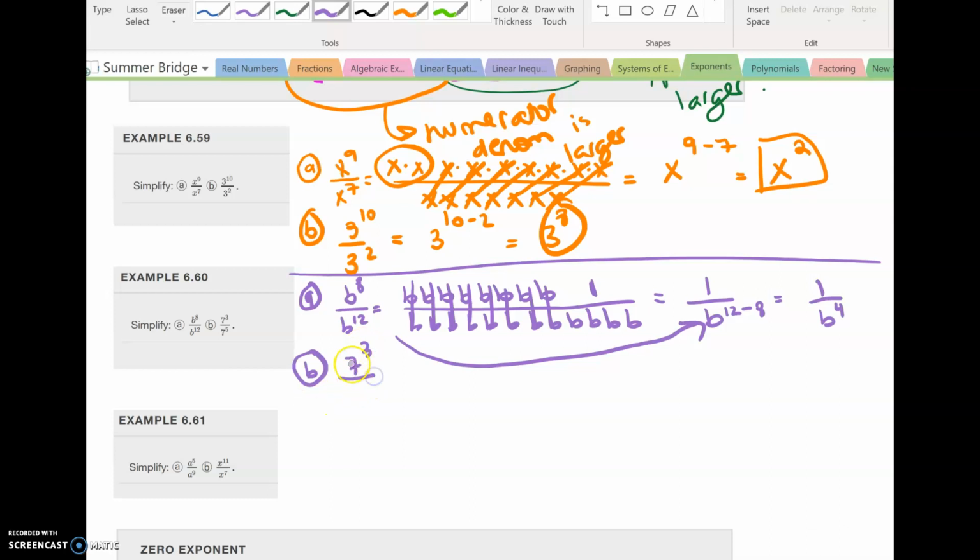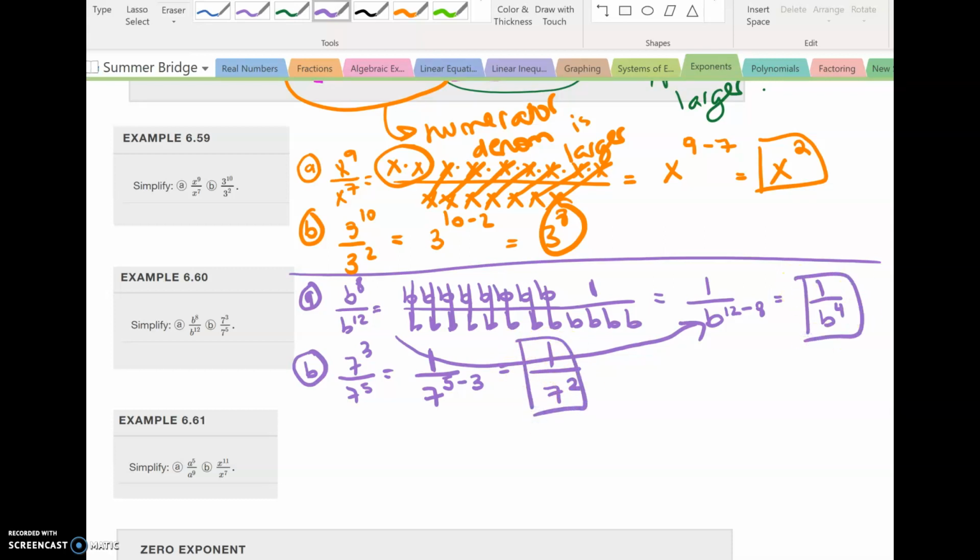Okay, 7 to the 3rd over 7 to the 5th. Again, you could do all of this stuff, but why do I have to do all that when I know my largest exponent is in the denominator? So I'm going to have a placeholder and do my base, largest exponent minus smallest exponent. So I end up with 1 over 7 to the 2nd power.